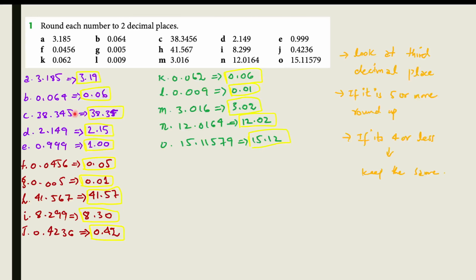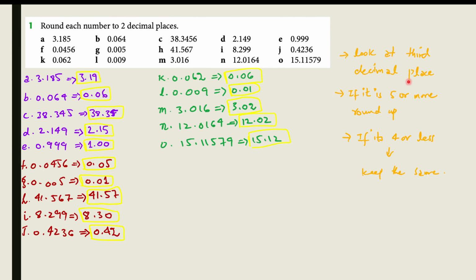Step by step. Here we have our very first question, which says round each number to 2 decimal places. First we identify the place value we need to keep. Since we are rounding to 2 decimal places, we keep the first 2 digits after the decimal. Starting with this one, we have 3.185. So we have 3 digits after the decimal, and we have to round it off to 2 decimal places. Next we look at the third decimal place, because this digit tells us whether we need to round up or keep the number unchanged.